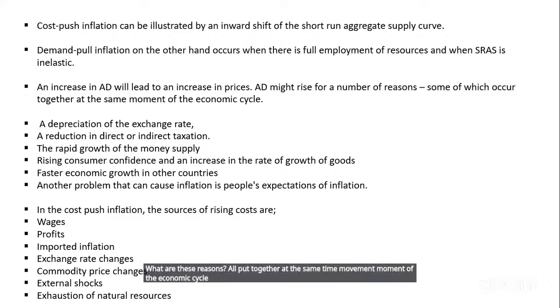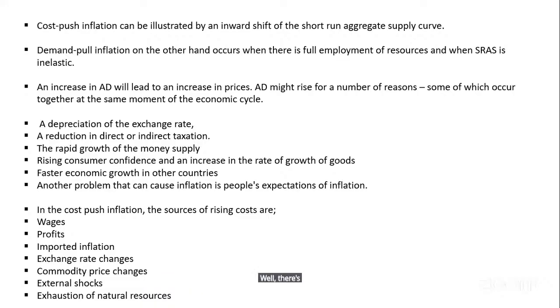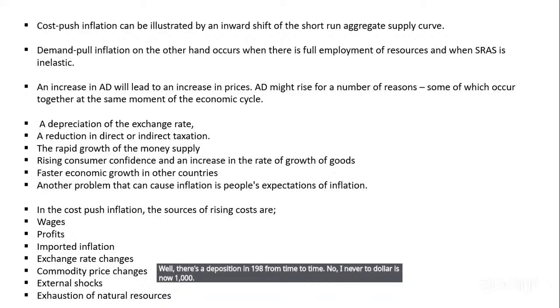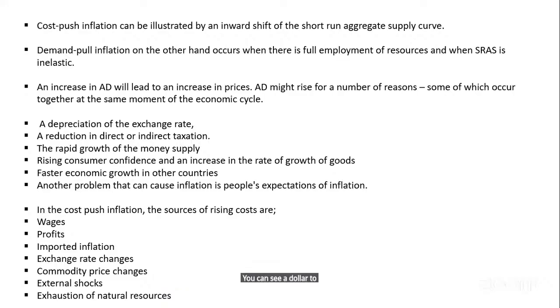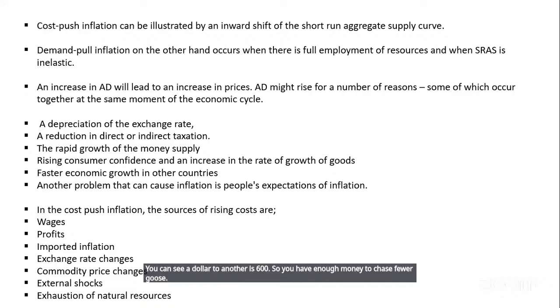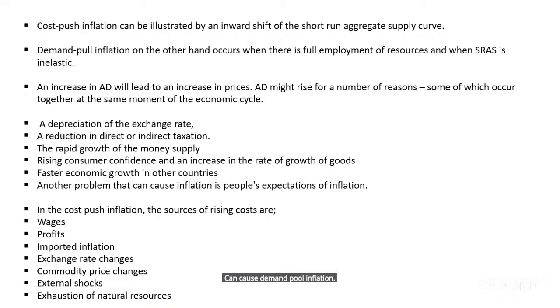When there's a depreciation in exchange rate from time to time. Now our naira to dollar is 1,600 naira. You can see a dollar to naira is 1,600. So you have enough money to chase fewer goods. It can cause demand pull inflation, which will make the price of those goods and services increase.